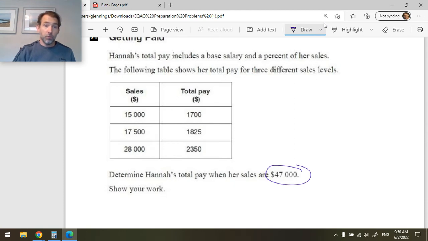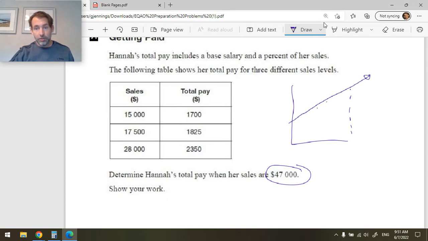Okay, so there's a variety of ways to do this. You could use graph paper, and then you would plot the different points, extend your line, and then say if her sales are this much, what will her take-home pay be? That much. Okay, but I don't recommend that. I would just find an equation.